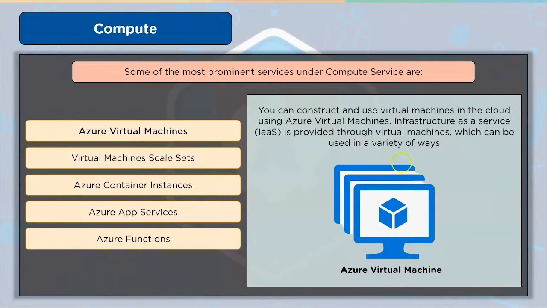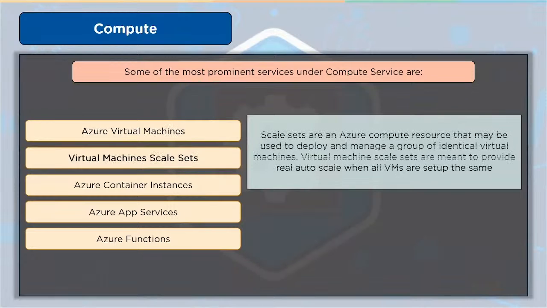Now coming on to the next one, that is virtual machine scale sets. Scale sets are an Azure Compute resource that may be used to deploy and manage a group of identical virtual machines. Virtual machine scale sets are meant to provide real autoscale when all VMs are set up the same. Virtual machines do not need to be pre-provisioned. As a result, developing large-scale services for big computing, big data, and containerized workloads is easy.